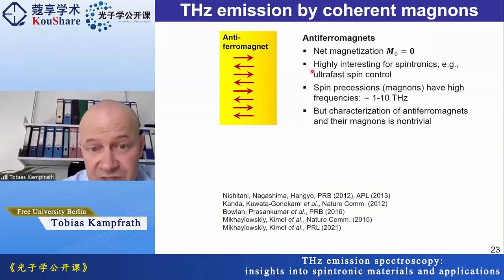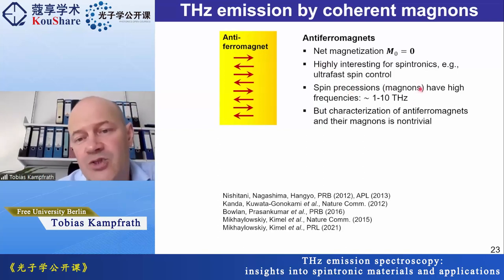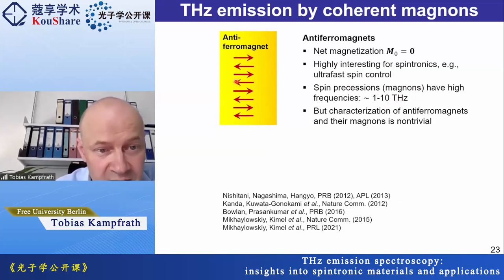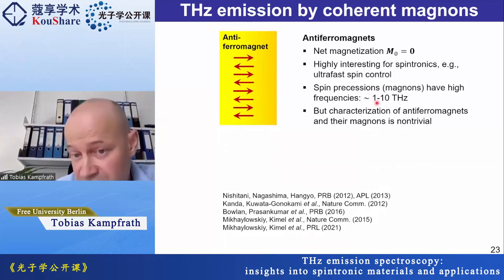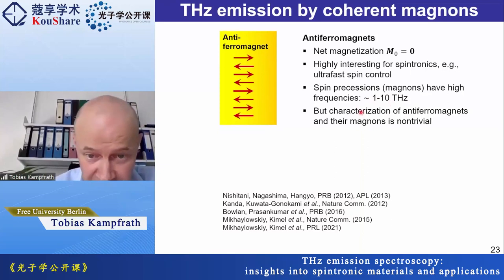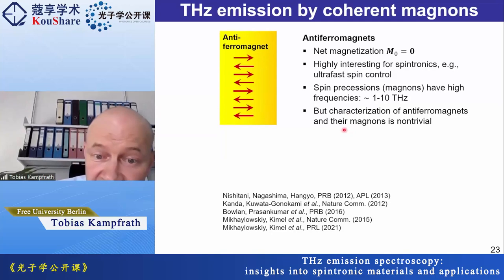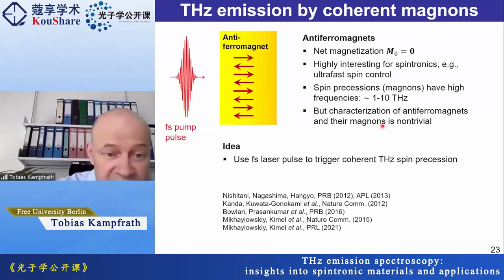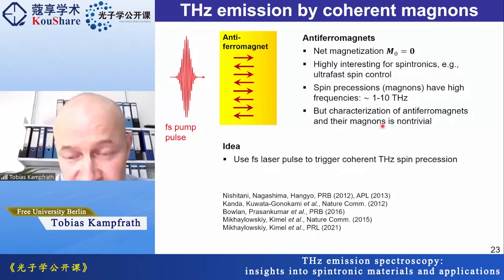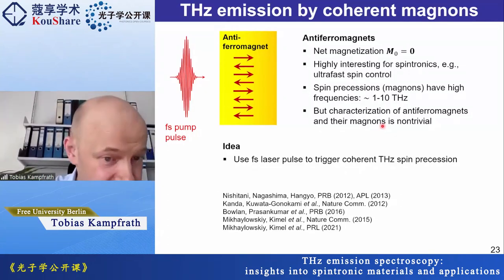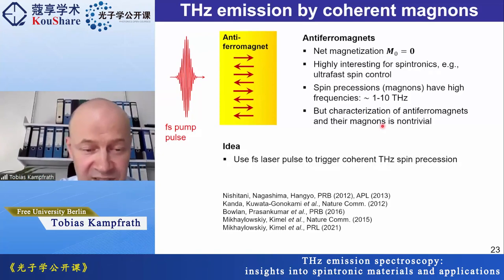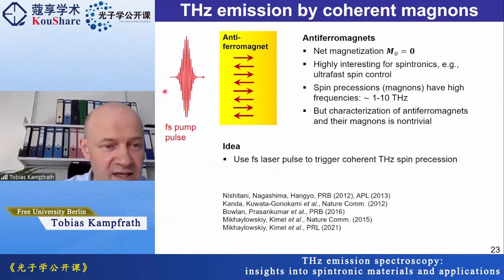And why is this interesting for ultrafast spin control? Well, the spin precessions, the so-called magnons or spin waves, in these materials have very high frequencies. So these spins can wobble or precess or oscillate with frequencies reaching the terahertz frequency range, 1 to 10 terahertz. But there's a problem. The characterization of these antiferromagnets and their magnons is non-trivial. And the big question is now, is terahertz emission spectroscopy useful here? And the answer is yes, and it works as follows.